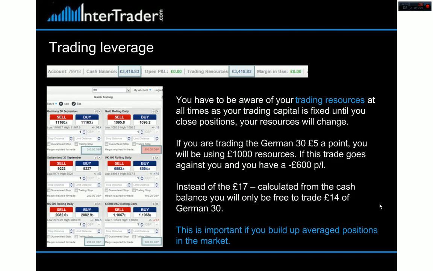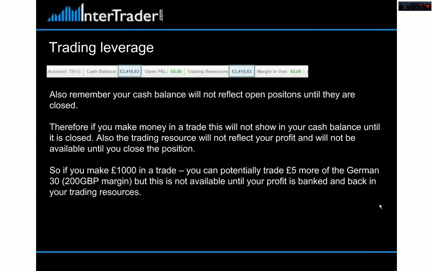So that is how people wipe out their accounts day in, day out very quickly, by not understanding the relationship between trading resources, their margin in use, versus their cash balance. But it's pretty simple. If you ever hit 50% of your cash balance in your trading resources and your margin in use, then really you need to be looking to get out of that position, because if you're thinking about the average trader takes 1% of their account as a stop, if you're hitting 50% of your cash balance in one trade, then the likelihood is you're going to wipe out your entire account. So remember, the cash balance will not reflect the open position.